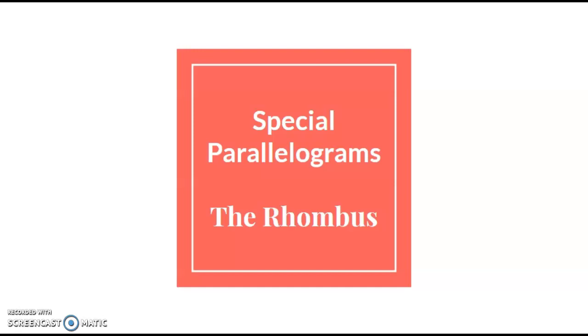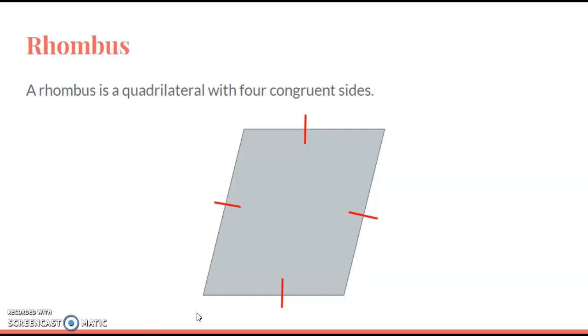Mr. Anderson here again, this time talking about the second special parallelogram, which is called the rhombus. A rhombus is a quadrilateral with 4 congruent sides. See, each side is the same length, and I've marked them here.